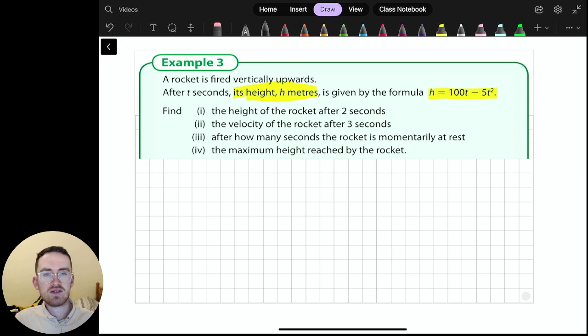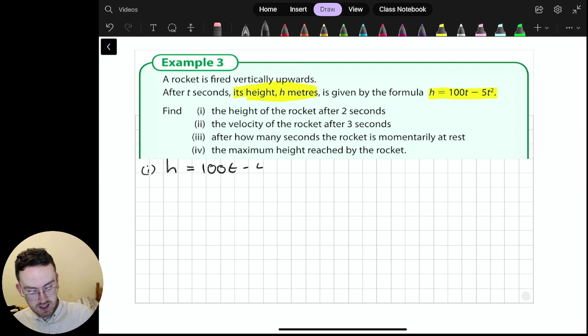Okay, so we're given a height. We're asked to find the height of the rocket after 2 seconds. So let's just do that. We take our formula for h, which is our height, and we want to do it when t is equal to 2. So let's just sub that value in for t.